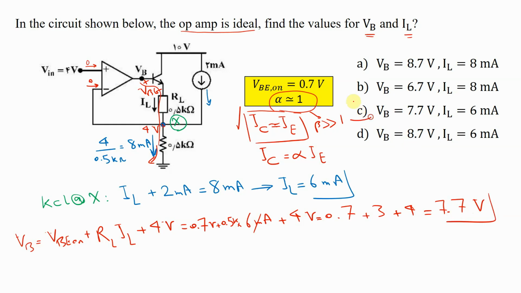So option C is the right answer for VB and IL. As you can see, I tried to use the circuit picture and put some information on it. Considering the op-amp is ideal, I started with that one. This input node equals this V minus node, and then I calculated the current through this resistor, then used KCL to calculate IL, and then used a KVL to calculate VB. Here it is, our problem solved.